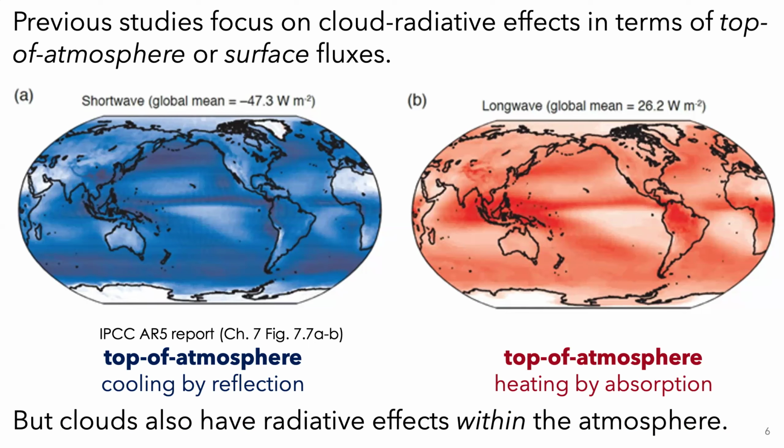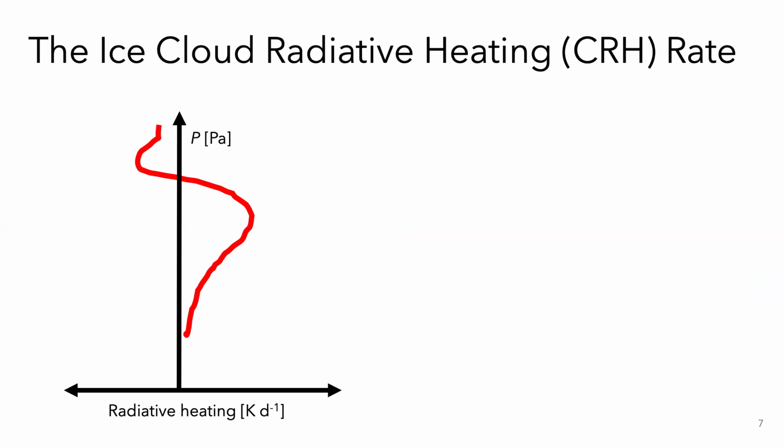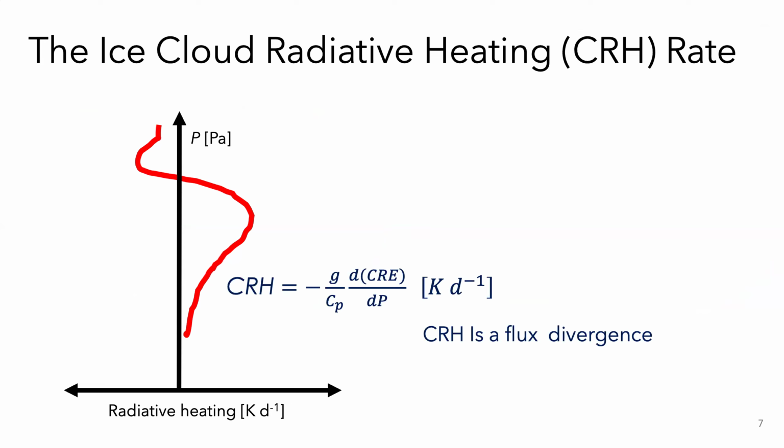So this balance that we study by evaluating the cloud radiative effect is important, but also we want to understand what will be the radiative effect inside the cloud, or what will be the vertical distribution of this cloud radiative effect. So that's why we'll be focusing on this other property, which is the cloud radiative heating rate, which is a flux divergence, or divergence of the cloud radiative effect through the atmosphere.